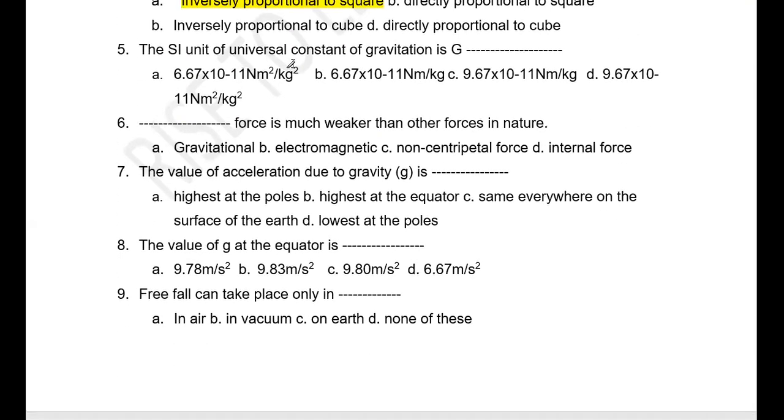Next is, the SI unit of universal constant of gravitation G is equal to dash. 6.67 into 10 raised to minus 11 Newton meter square per kilogram square. 6.67 into 10 raised to minus 11 Newton meter per kilogram. 9.67 into 10 raised to minus 11 Newton meter per kilogram. Then 6.97 into 10 raised to minus 11 Newton meter square per kilogram square. We know the value of G is 6.67 into 10 raised to minus 11 Newton meter square per kilogram square.